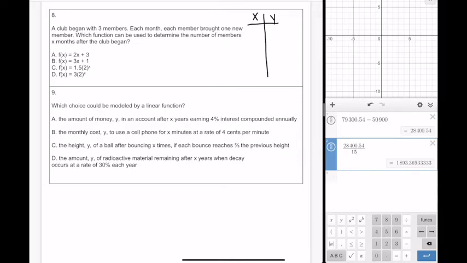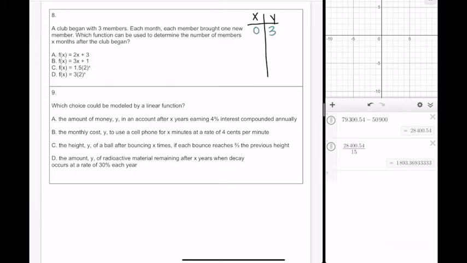So if the club began with 3 members, that would mean after no months, so the initial value would be 3. Okay, so if X is months and Y is members, after no months, so when it started, it had 3 members. Then after 1 month, if each of those members brought 1 new person, how many members would there be? Right, so think you are part of the 3 members in the club and each of you brings 1 more person. Then that month you're actually going to have 6 people.